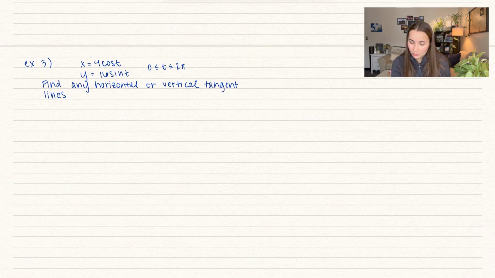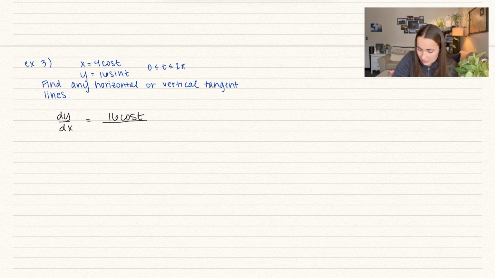So here x is equal to 4 cosine of t and y is equal to 16 sine of t. And here t is going to be bounded between 0 and 2 pi. So again, we're going to find any horizontal or vertical tangent lines. So again, we're going to start off with finding dy/dx. So let's take the derivative of y in terms of t. That's going to be positive 16 cosine of t. And then in our denominator, we get the derivative of x in terms of t, which is going to be negative 4 sine of t, right? So if you simplify this out, we would get negative 4 cotangent of t.